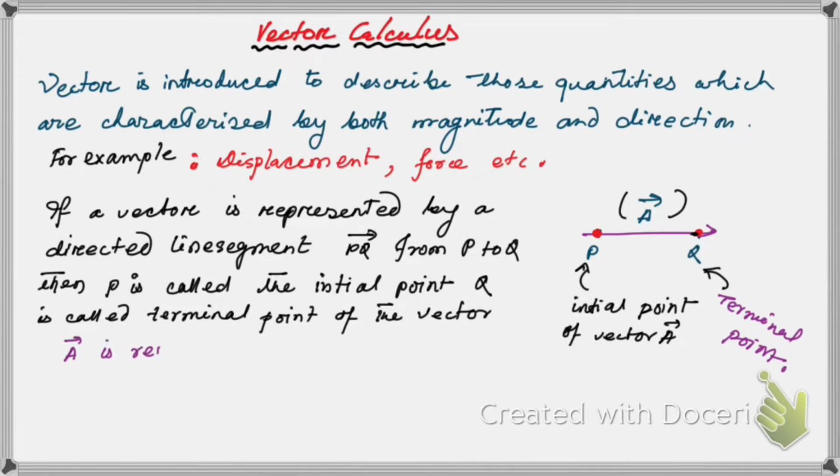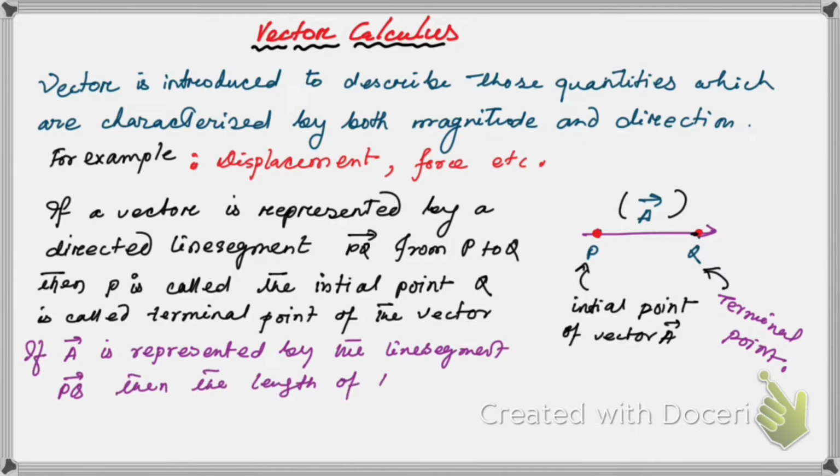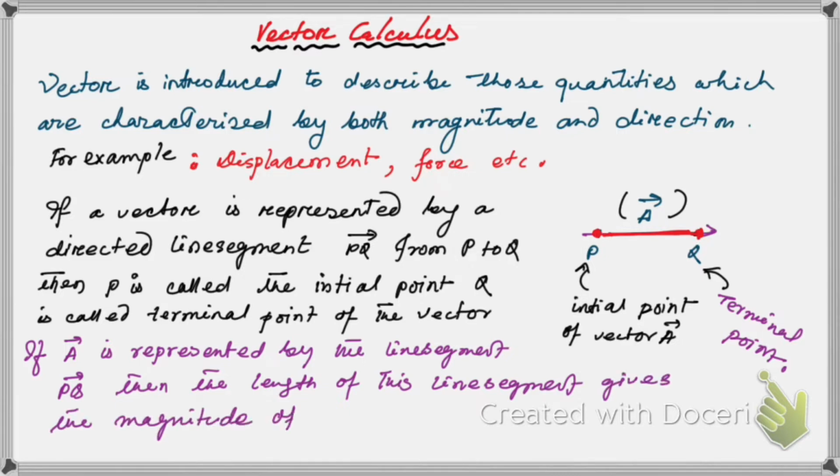So this vector A is represented by the line segment PQ, then the length of this line segment will represent the magnitude of this vector A. The magnitude of vector A is denoted by simply A, or you can write modulus of vector A.